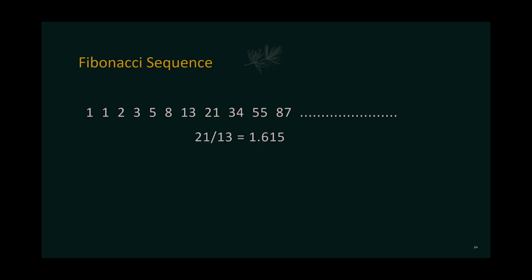So for example, 21 divided by 13 is 1.615. 34 divided by 21 is 1.619. 55 divided by 34 is 1.617. So as you move higher, whenever you divide any term by the previous term, you get a number close to the golden ratio.